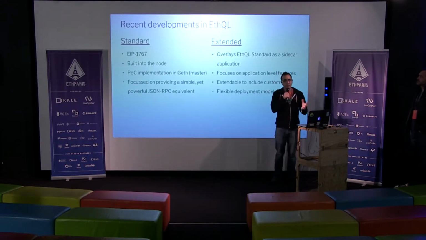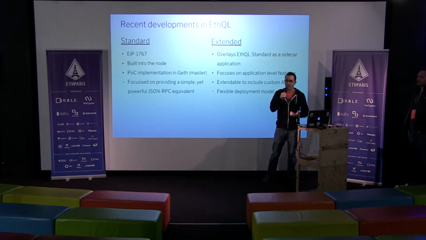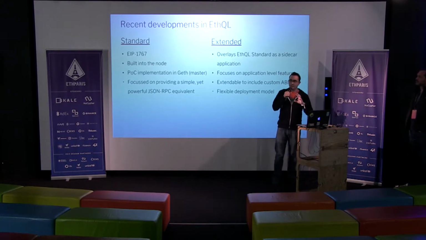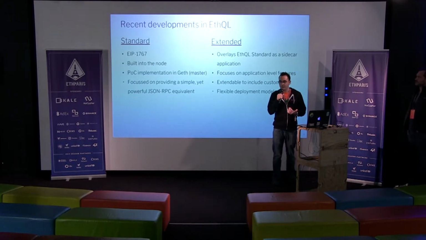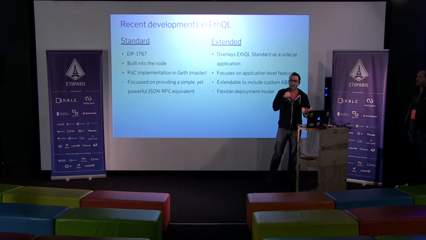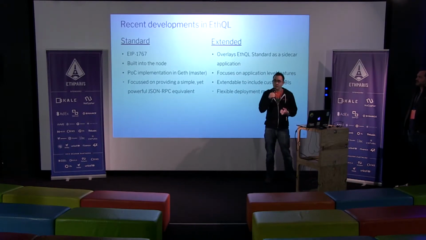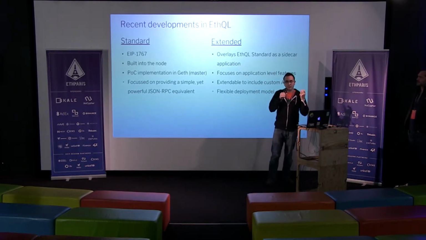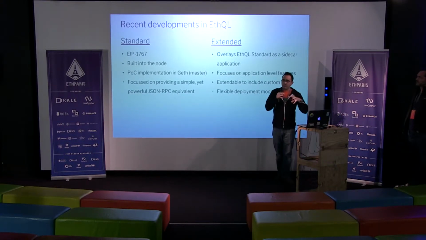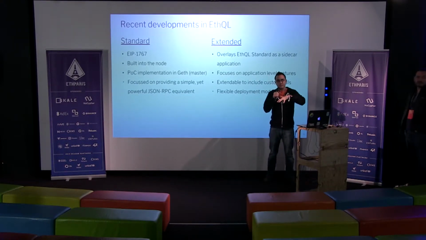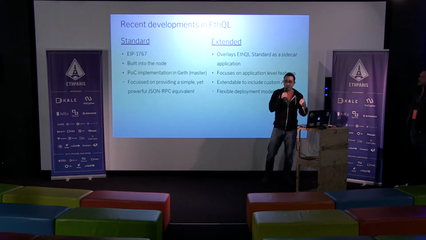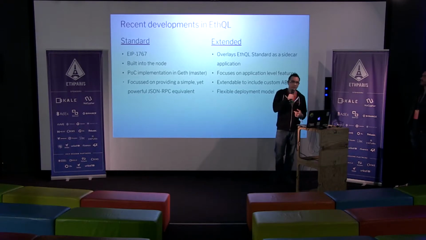So EthQL has been developing pretty rapidly. There's a lot going on in this space. It started as a sidecar server to originally start bringing GraphQL to Ethereum. A few people, Raul Kripalani, who started the original server, plus Nick Johnson, were working on parallel tracks to bring GraphQL. We eventually found each other, and we've now started to formalize it into an EIP. So that's now up. EIP 1767 is up.